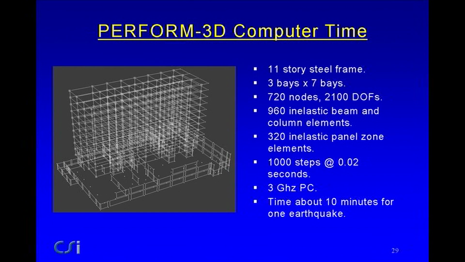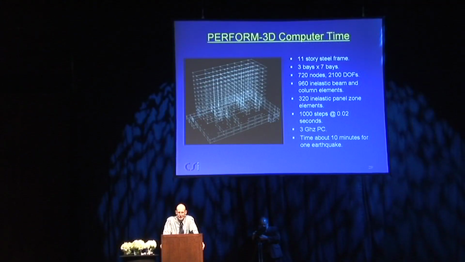Here's one example. It's an 11-story steel frame, 3 by 7 bays. It's got 720 nodes, 2100 degrees of freedom. The model has got 960 inelastic beam and column elements, 320 inelastic panel zone elements, and it runs 1,000 steps, a 20-second earthquake with 1,000 steps on a decent 3 gigahertz PC. It depends a bit on the intensity of the earthquake, but of the order of 10 minutes for one earthquake. If the earthquake's not too strong, 5 minutes. If it's real strong, it might take 15. It's of this order of magnitude, and that's not unreasonable.